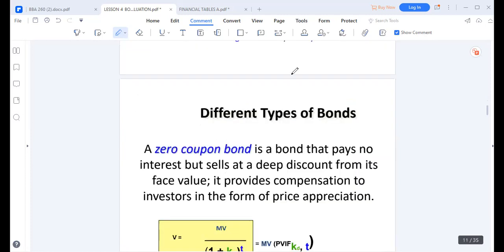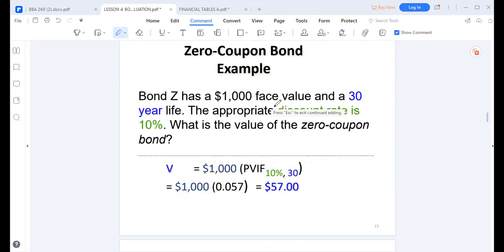All right, the zero coupon bond, we use the same formula, because there's zero coupon, except that at the interest factor, there will be nothing to do with interest.